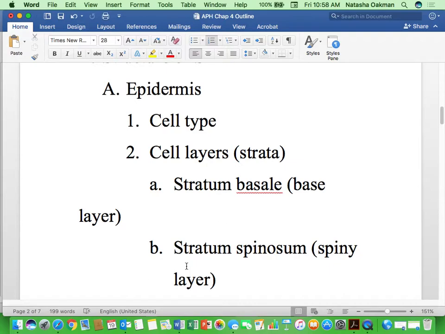The next layer out then is the stratum spinosum, the spiny layer. These cells contain thick bundles of pre-keratin. Remember, we said with proteins that proteins are made from multiple polypeptides. So at this layer, we don't have the protein keratin, but we have the polypeptides that will come together to make keratin. Pre-keratin.